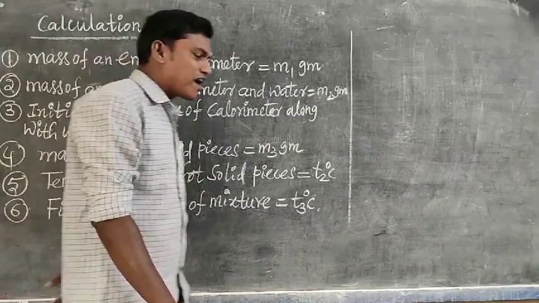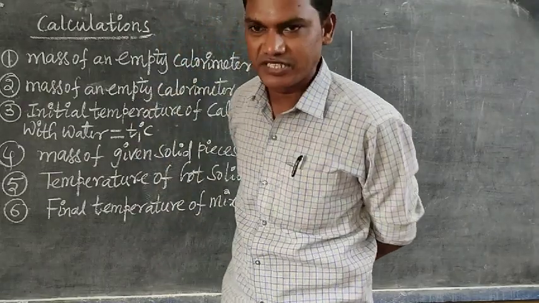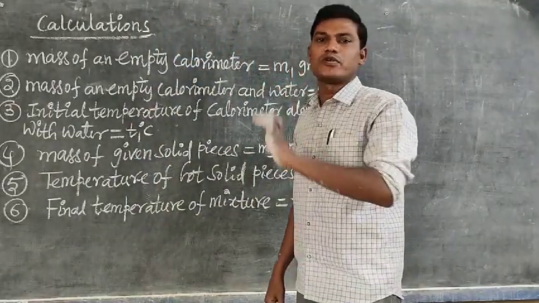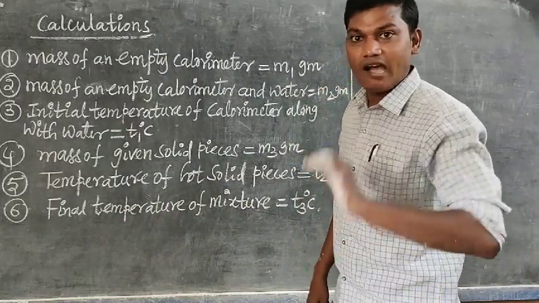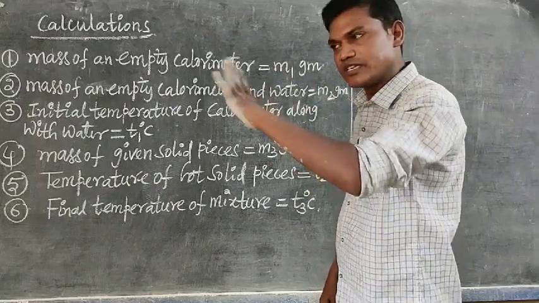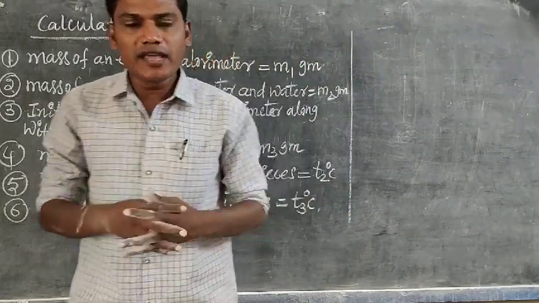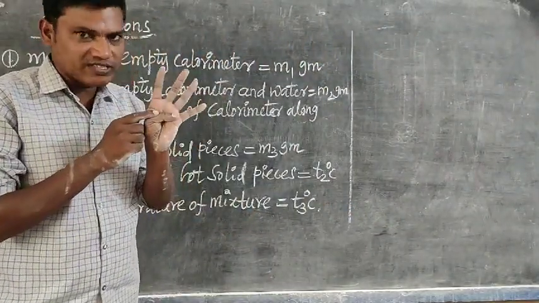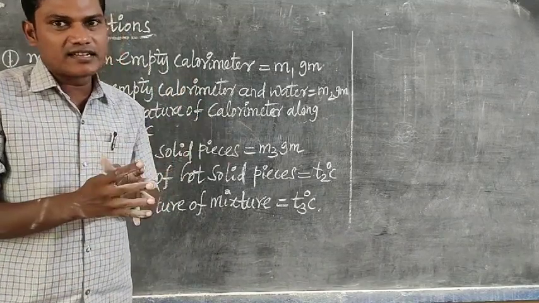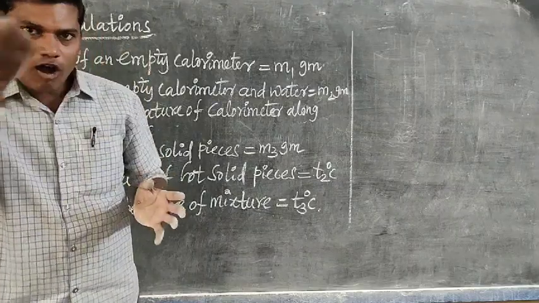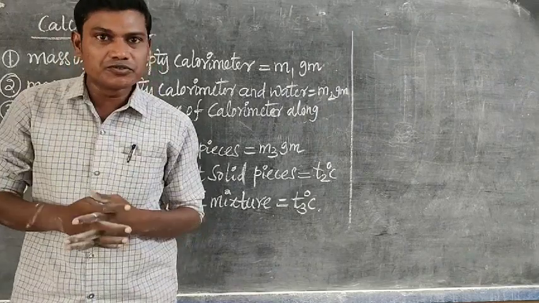So for finding the specific heat of a solid by using a calorimeter, which principle is involved? You know that very clearly: the principle of calorimetry, or principle of method of mixtures. Because in this process, totally how many substances are we taking? The copper vessel, water and hot solid pieces. That's why in this concept one hot body is there and one cold body is there, and I also explained this clearly to you.